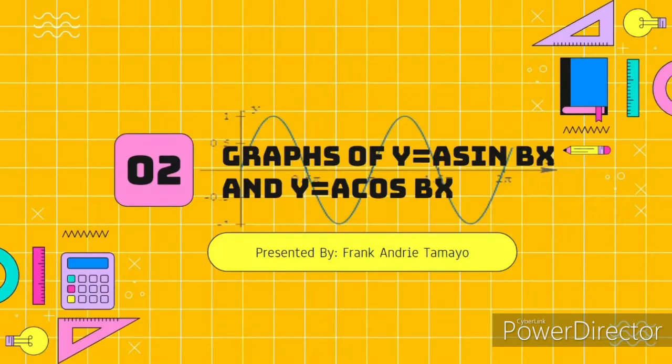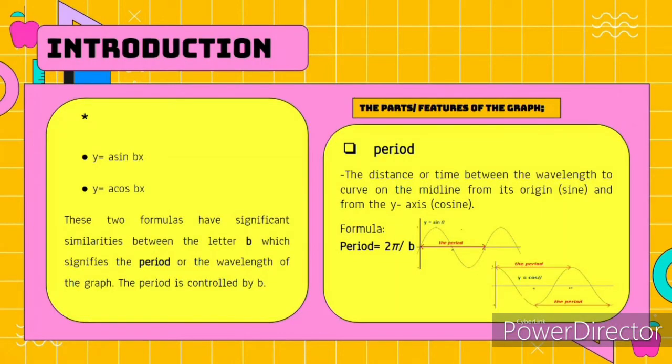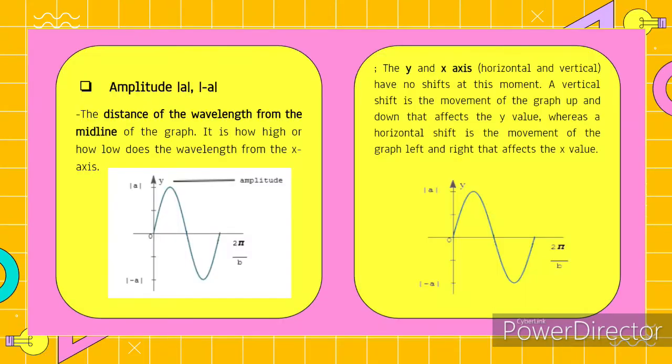For the next topic, it will be graphs of y equals a sin bx and y equals a cos bx. First, let us know the different parts and features of a graph. The period. Period is the distance or time between the wavelength to curve on the midline from its origin for sine, and from the y-axis for cosine. As a result, the formula for the period is as follows. Period equals 2 pi over b.